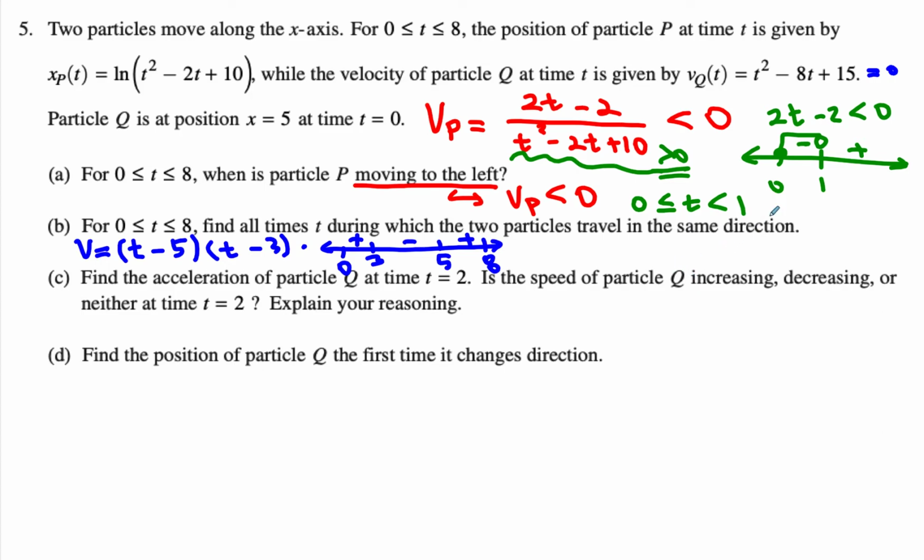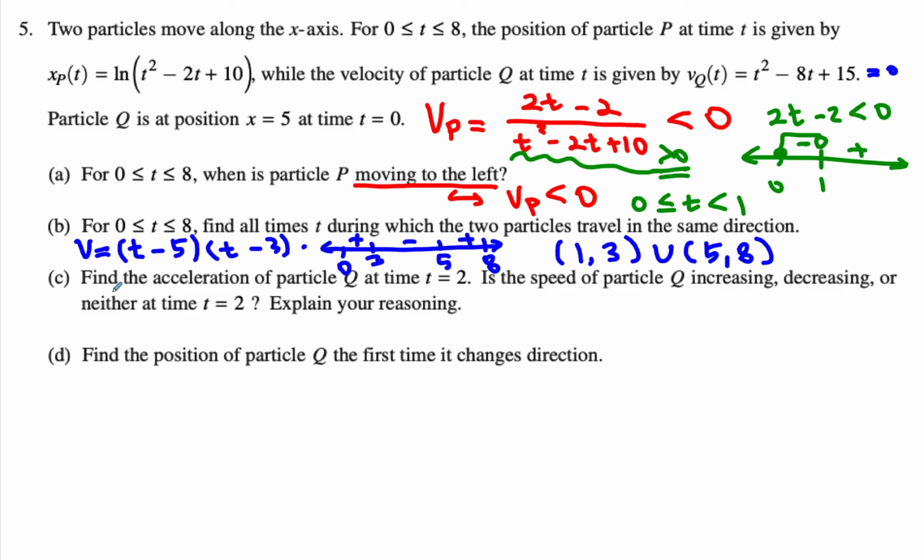They have to be in the same direction, so from 0 to 1, it's negative for P, but here it's positive for Q, so it's not good. But from 1 and up, P is always positive, so anything that's positive beyond 1, they will have the same direction. So the first case is 1 to 3. And then the next one is 5 to 8. So those are the two intervals where they have the same direction.